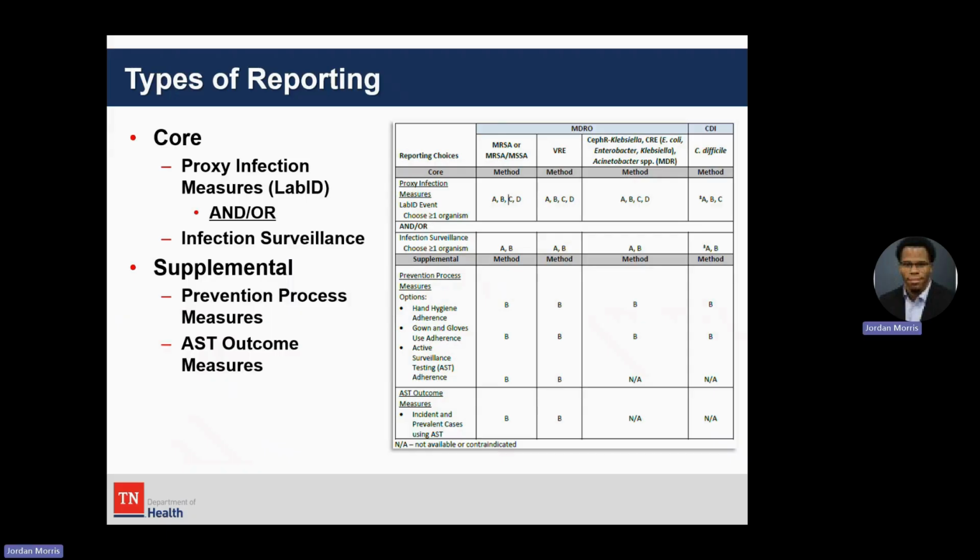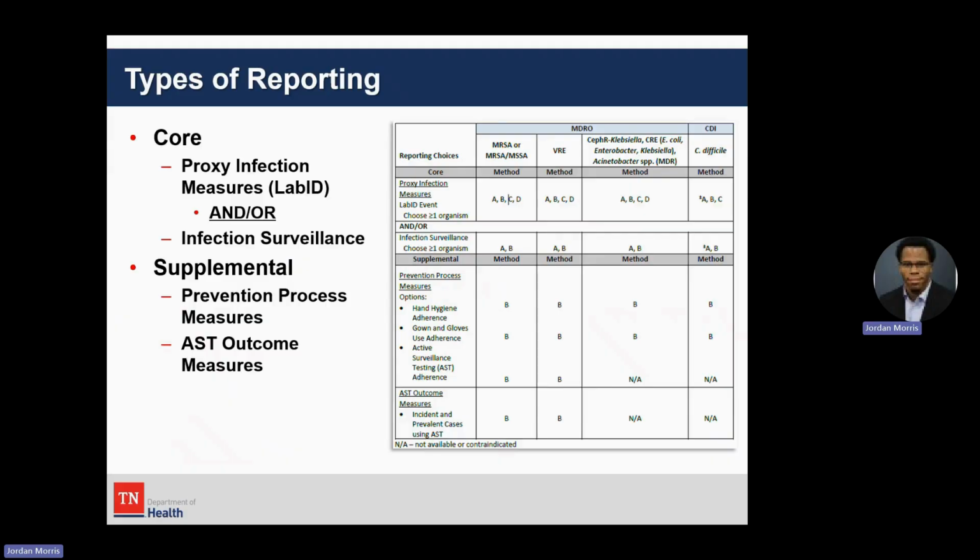LabID event reporting is only for collecting and tracking positive laboratory results that are collected for clinical purposes. Infection surveillance enables users to utilize the NHSN HAI definitions to identify and report infections associated with MDROs and/or C. diff. Now we will talk about the other type of reporting, which is supplemental, which is optional.